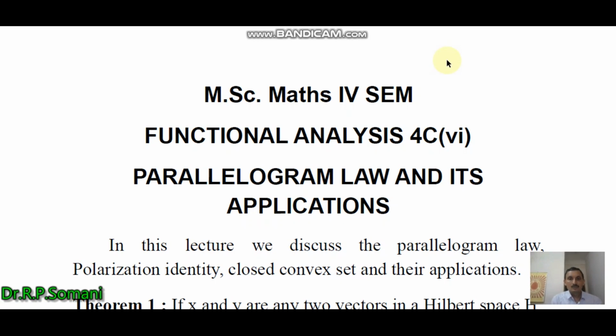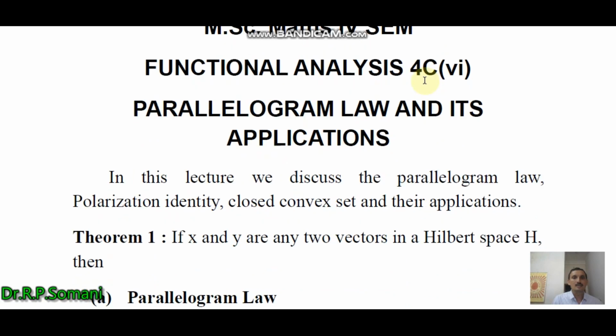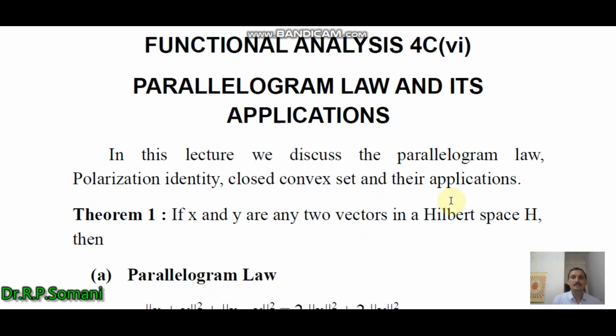Namaskar. Today's topic is the parallelogram law and its applications. As per syllabus, this is for the students of M.Sc. Maths 4th semester, functional analysis, paper 4C6. In today's lecture, we discuss the parallelogram law, the polarization identity, and closed convex sets and their applications, and some theorems based on closed convex sets.